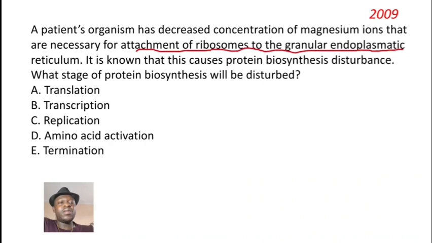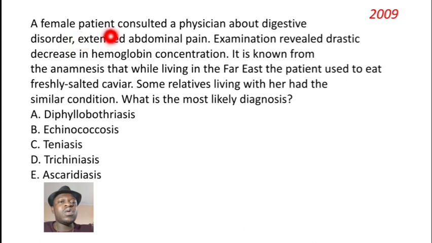So here I just highlighted the keywords again, but we've seen this question before, right? A female patient consulted a physician about a digestive disorder and extended abdominal pain. Examination revealed a drastic decrease in hemoglobin concentration. It is known from the anamnesis that while living in the Far East, the patient used to eat freshly salted caviar, and some relatives living with her had a similar condition. What is the likely diagnosis?